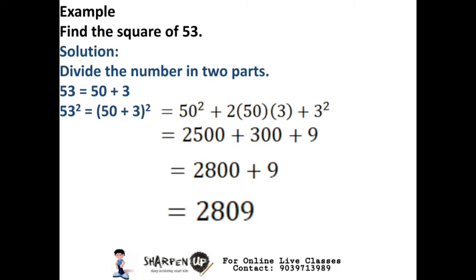Why? Because here 3 is working as a cube. Now, what is the square of 50? If we multiply 50 by 50, we get 2500. In the same way, plus 2 into 50 into 3 is 300, plus the square of 3, which is 3 into 3, that is 9. So if we add all of these, we get 2809. This is the same result as we get by multiplying 53 by 53.